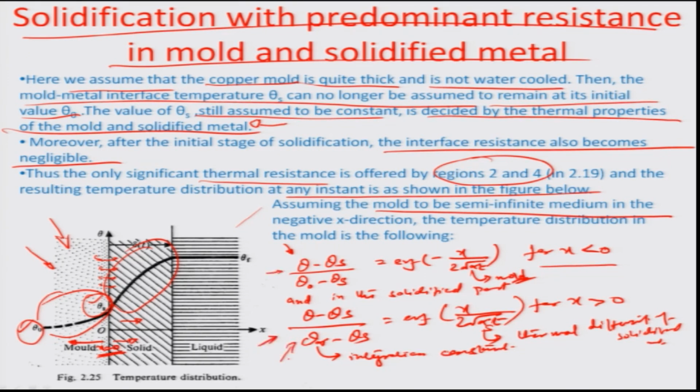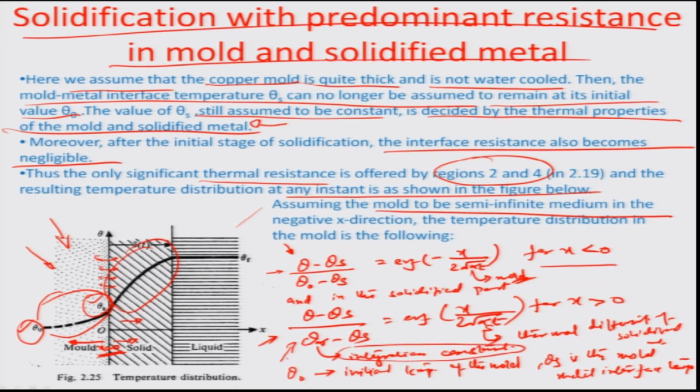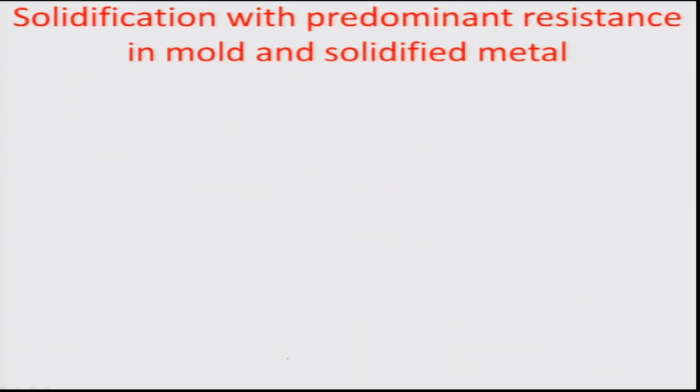So, theta 0 obviously is the initial temperature of the mold, and theta s is the mold metal interface temperature, theta infinity is obviously the integration constant as has been defined here earlier. So, the other conditions need to be satisfied.